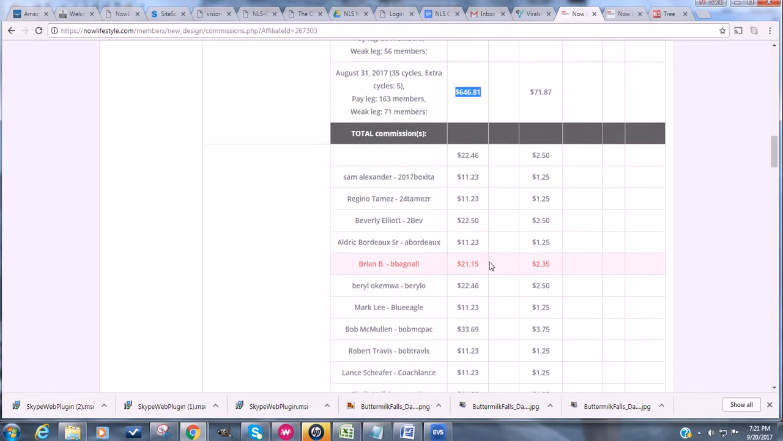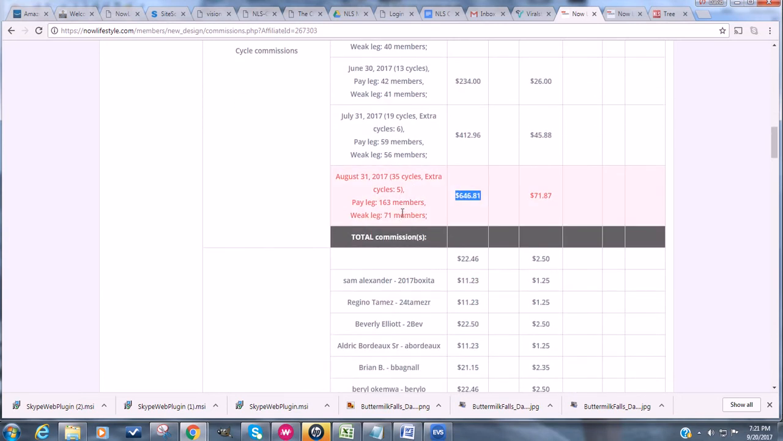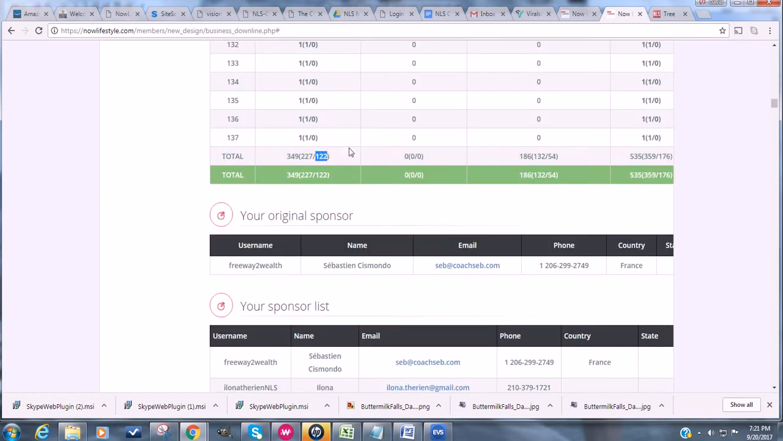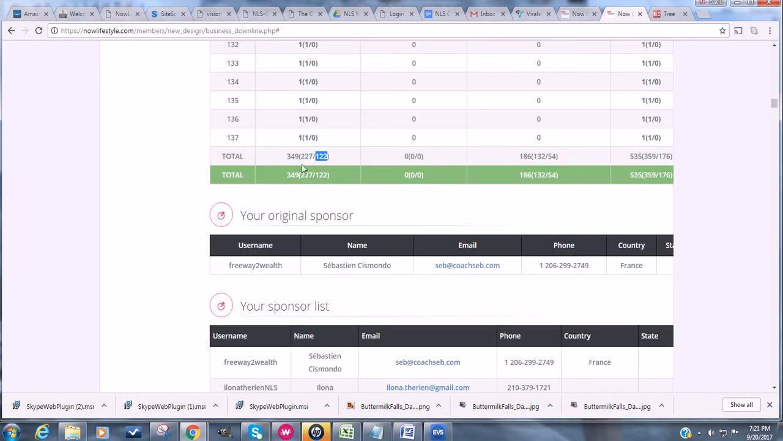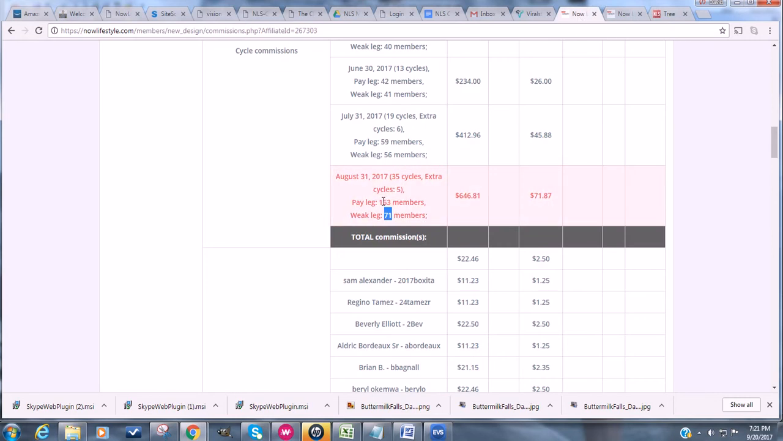Now, a couple minutes ago, I just said that that would possibly be $1,200. But when you look at this number here for August, and if we go back to the other page, this looks like I have 122 on the right leg, but here they're only saying 71. If we go back, it looks like I have 227 in my left leg, but right here they're only saying 163. So if we take this 71 and we divide that by 2, that's where we get our 35 cycles from. So the question is, why don't those numbers add up?